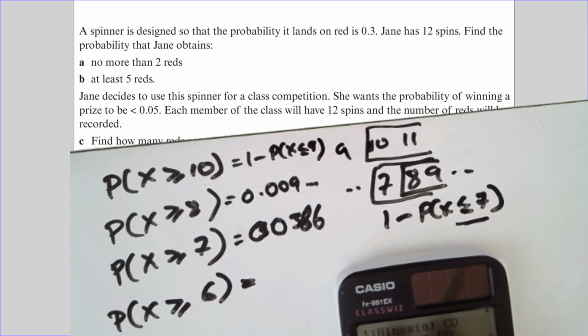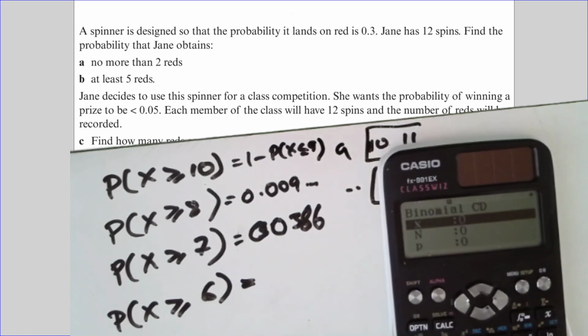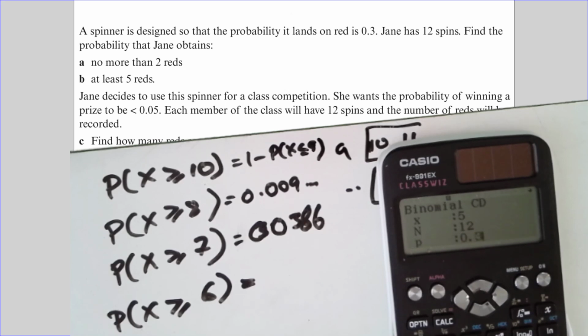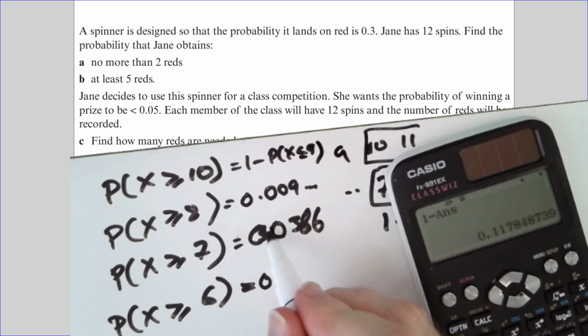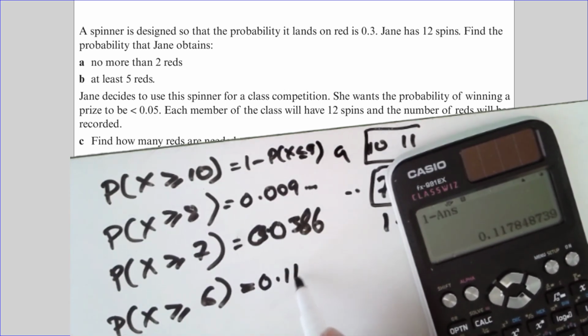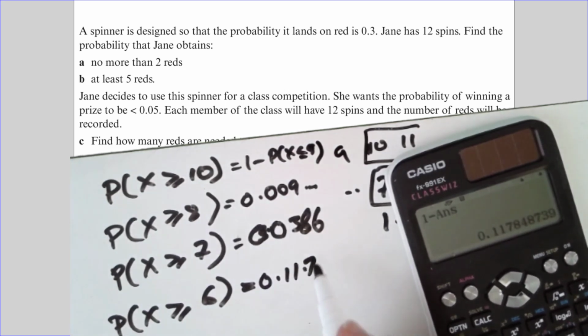Distribution, binomial CD for cumulative. So we're going to do 5, 12, and 0.3, our information from the question. And then we're going to do menu, 1 minus answer. So this one here would come out to be 0.118. Missed a decimal place here.